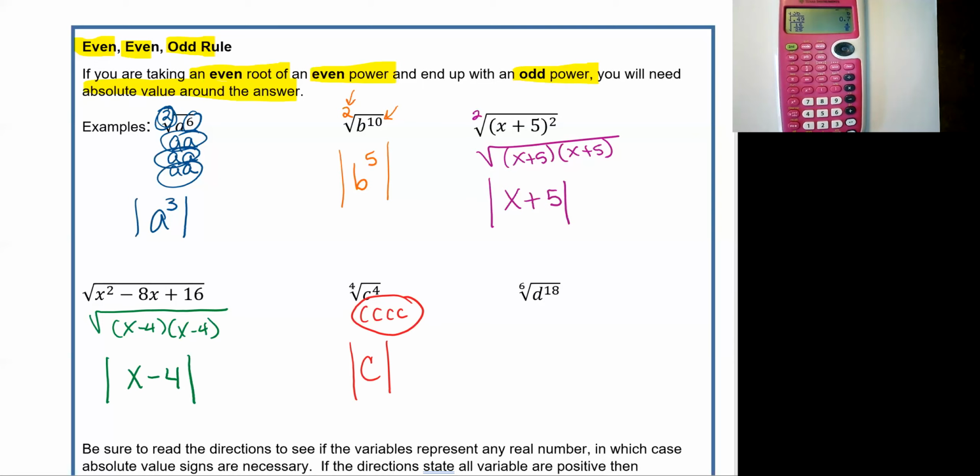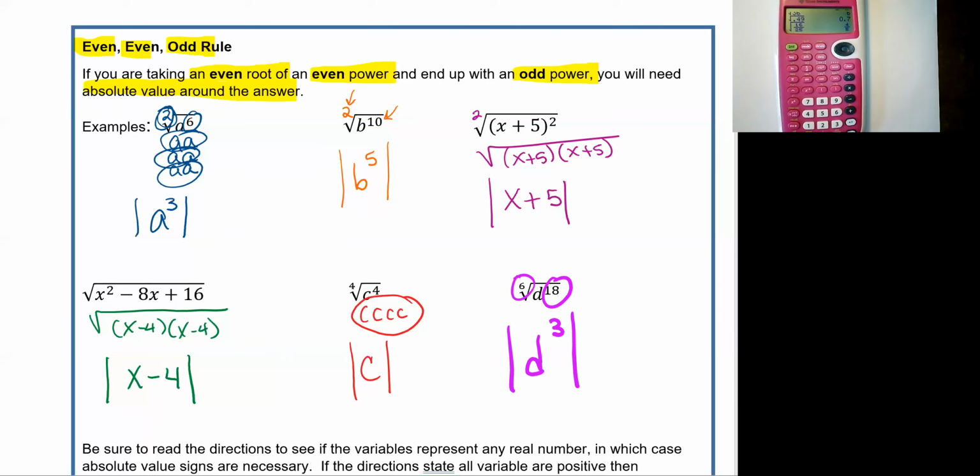If we're taking the 6th root of d to the 18th, we have an even, we have an even. How many groups of 6 are in 18? 3. So we have an even 6, an even 18, and an odd 3. So we need absolute value.